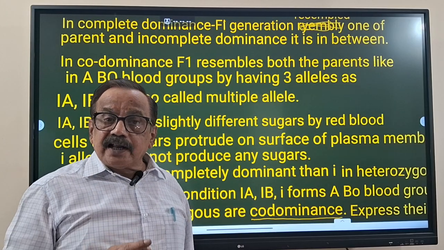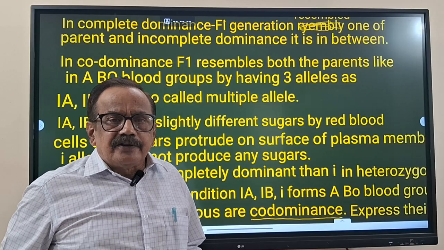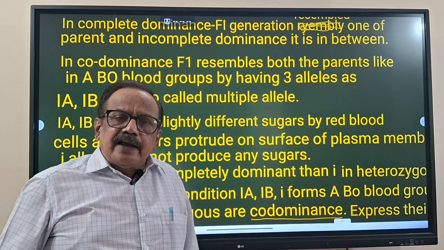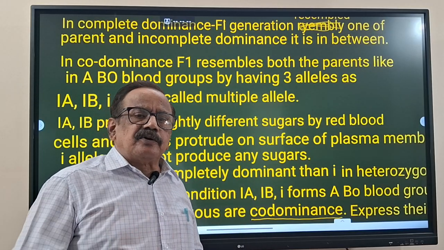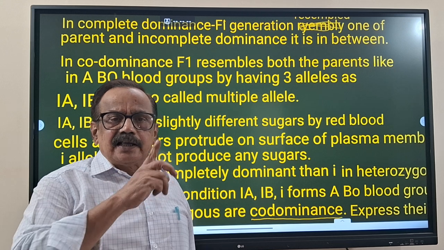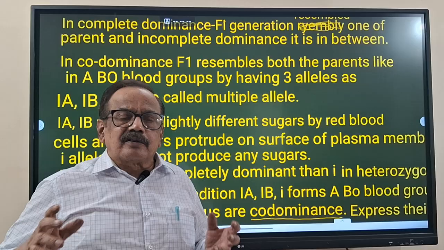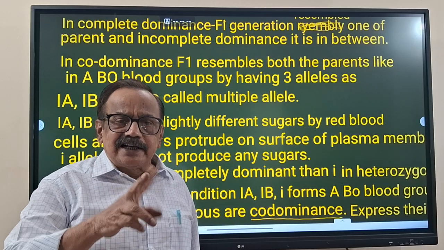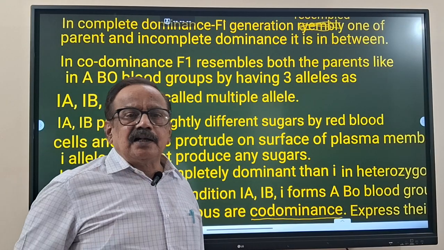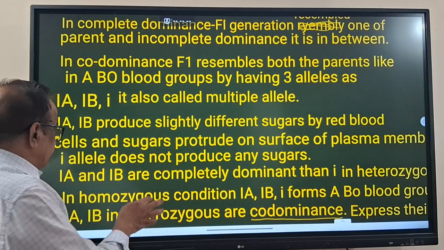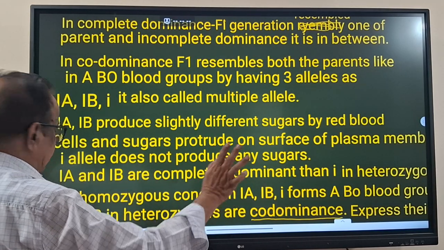But whenever the heterozygous condition forms between A and B, they will show codominance. A will produce its sugar according to its allele, and B also will produce according to its own. So the parents are A and B, and the AB group comes out. The AB group has both types of sugars, which are slightly different, for the formation of A and B. We told these things will be present in the AB group. That only is being told: A and B are completely dominant over i in the heterozygous condition.